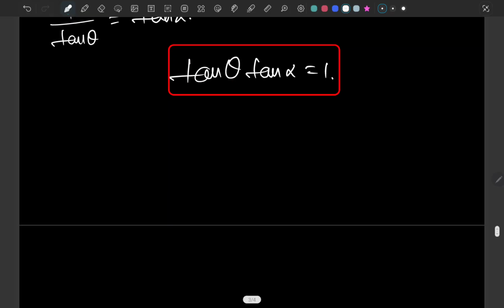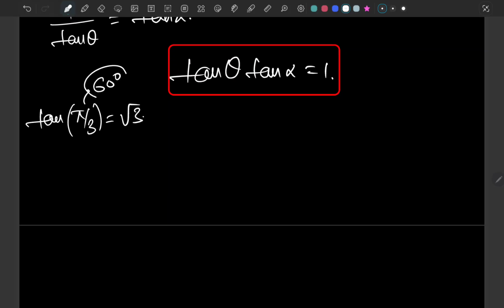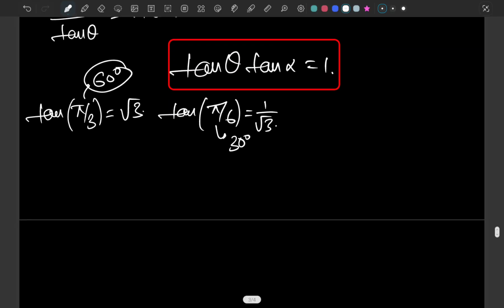If you don't remember that, just remember that tangent of pi over 3 is square root of 3, or maybe it's 60 degrees, right? And tangent of pi over 6 is 1 over square root of 3. I'm actually going to prove these things later in this video, so don't worry about that, but for now let's just remember that.